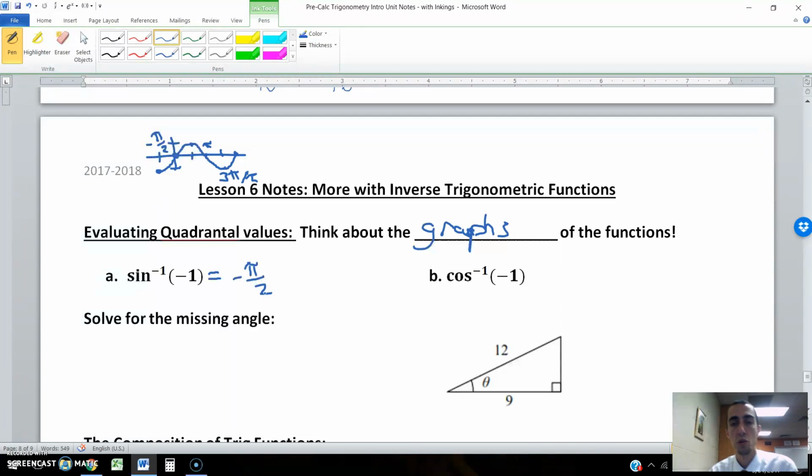-pi over 2. Second up, inverse cosine. Inverse cosine of -1. So which angle has a cosine of -1? Let's look at the cosine graph. Pi and 2 pi. It starts up at 1, drops down, comes back up, and so forth. Continues there.